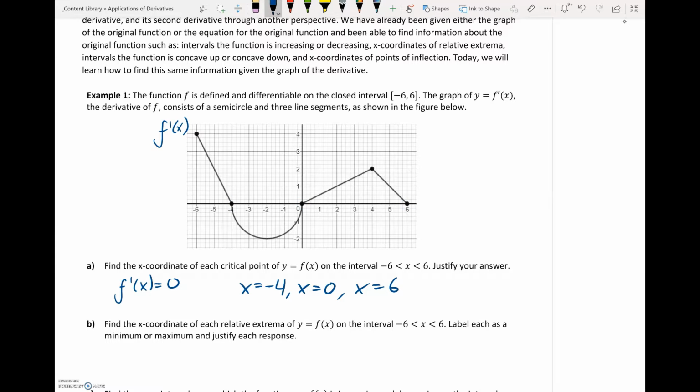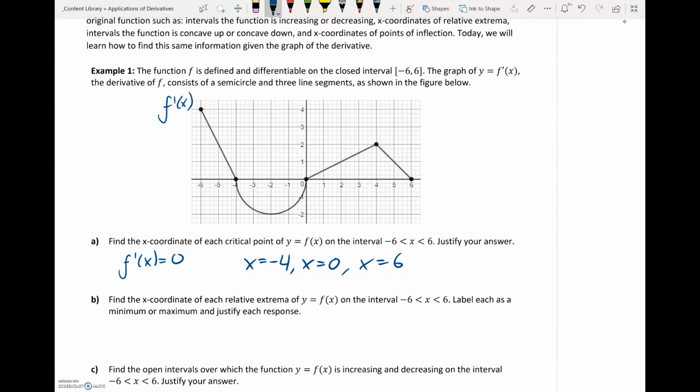In the next question, we want to find the x-coordinate of each relative extrema, so local extrema of our f, and we're going to label these as max or mins. In order for us to have relative extrema, we do need the critical point. So we did find that in the first part of the question. But take note, we're not going to consider x equals 6 because the graph ends at x equals 6, so we can't have a max or min there. So the only possible max or mins are at x equals -4 and x equals 0.